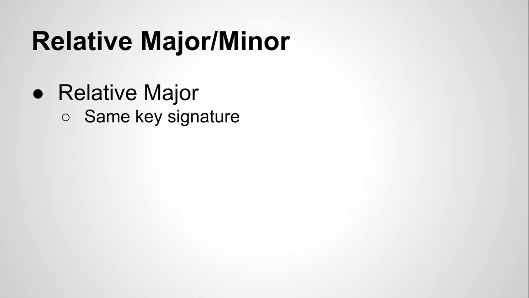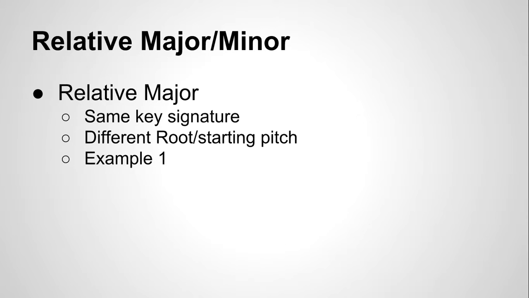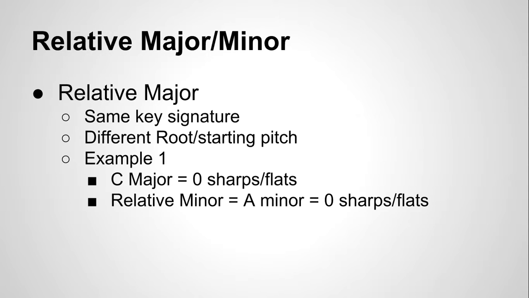Now, let's talk about relative major versus relative minor. What does that mean? Well, relative major or minor means they have the same key signature, but a different root or starting pitch. So for example, C major has no sharps or flats. The relative minor key to that should also have no sharps and no flats, and the relative minor is A minor. Let's do another example.